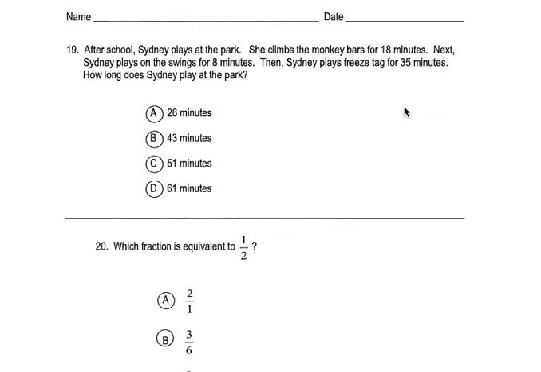Number 19. After school, Sydney plays at the park. She climbs the monkey bars for 18 minutes. Next, Sydney plays on the swings for 8 minutes. Then, Sydney plays freeze tag for 35 minutes. How long does Sydney play at the park?